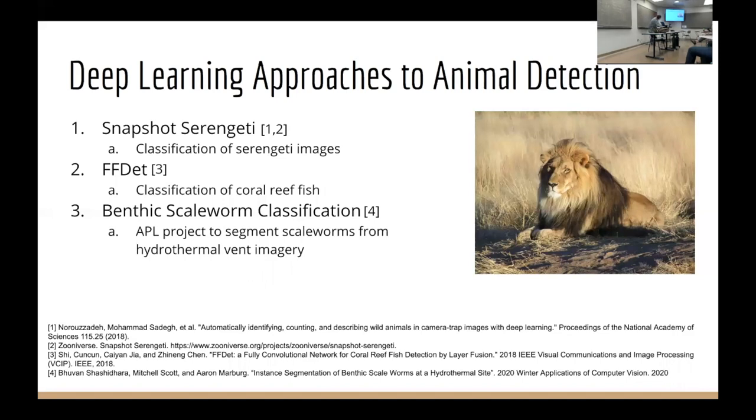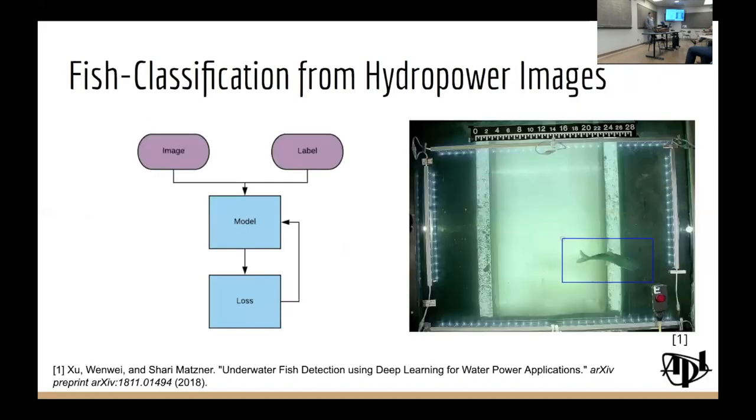FFDS is a classification of a coral reef, and they use, I think, Mask R-CNN in that, if anyone's familiar. And then finally, a shameless self-promote is some of my work, and that they scale our classification from hydrothermal dynamics. The paper that's most similar to us, though, is data from PNNL.